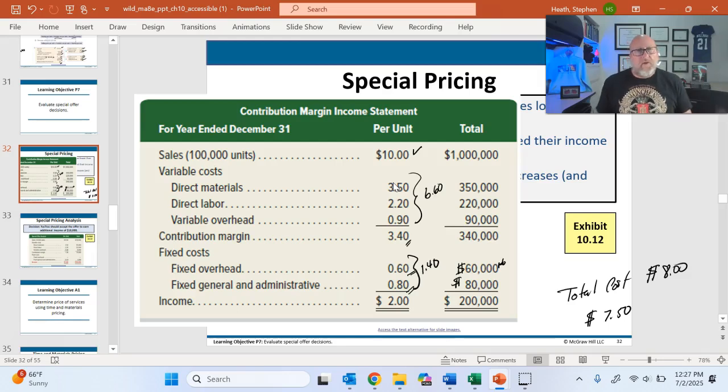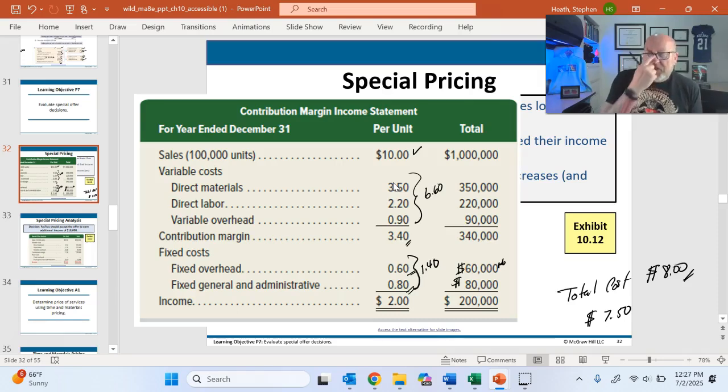Somebody is offering us $7.50 to buy 10,000 units, maybe, and our total all-in cost to make one unit is $8. Should we say yes? I think intuitively most of us would say no, we should not, because it costs us $8 to make a unit, and they're only offering us $7.50.